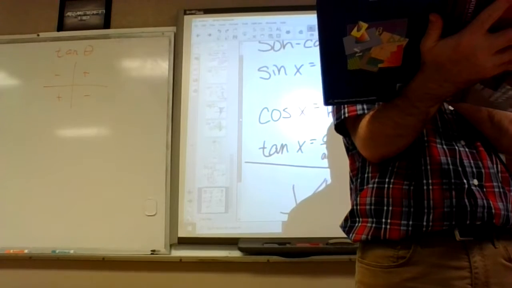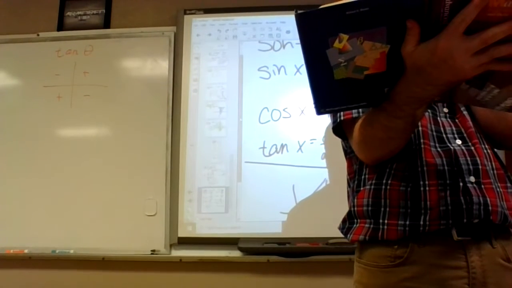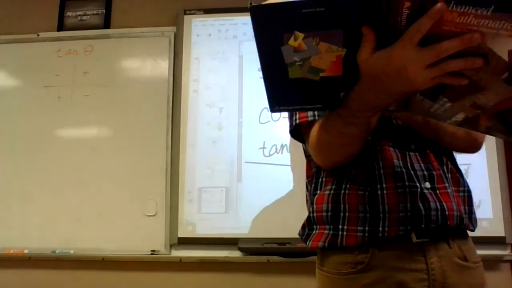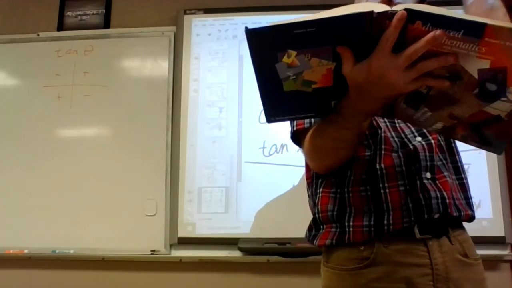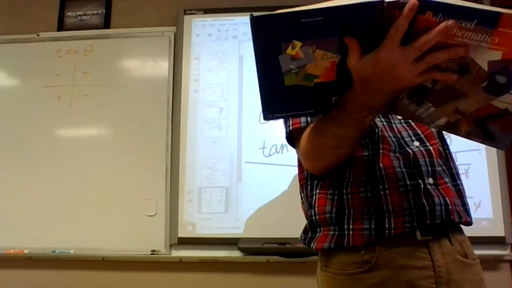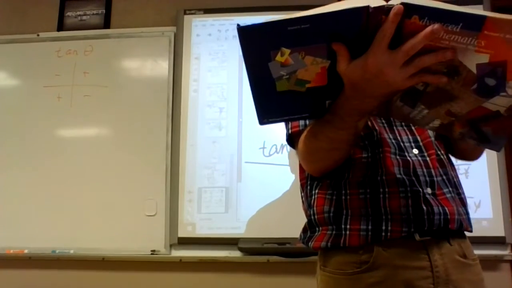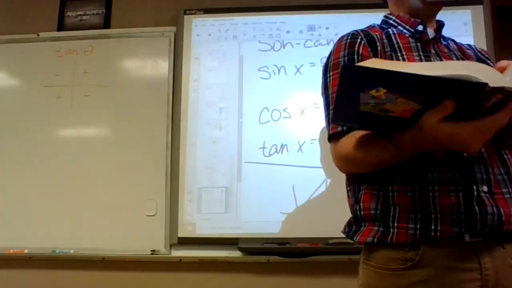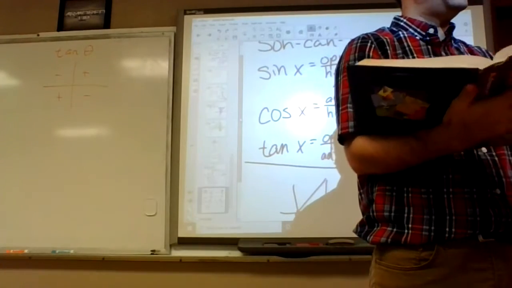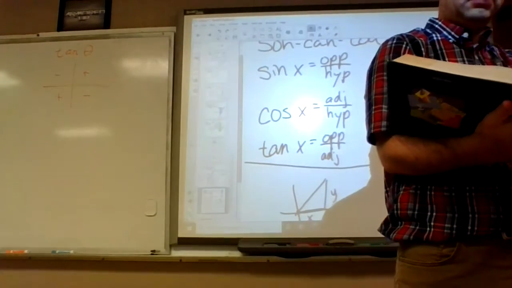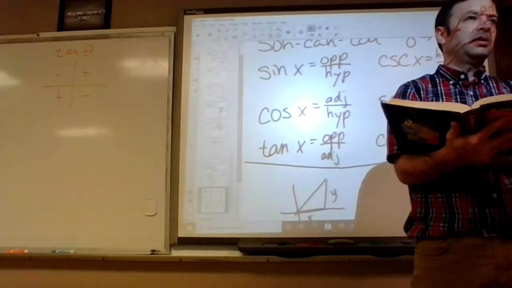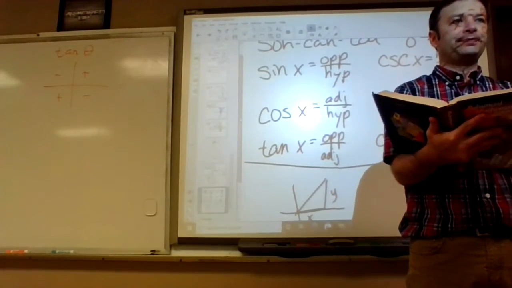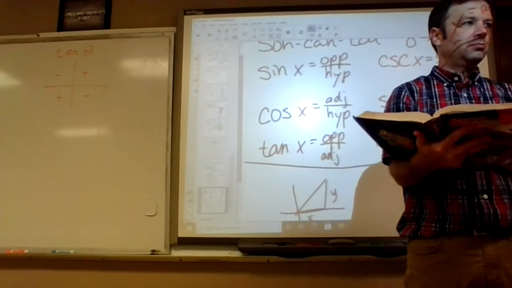Number 1 says find the value of each expression to 4 significant digits. What should we probably do first? We should probably check our calculator and make sure it's in degrees.